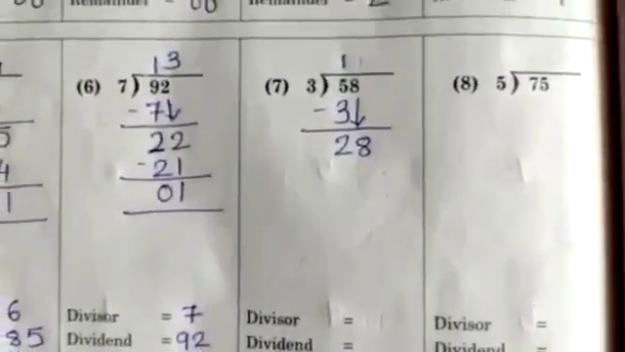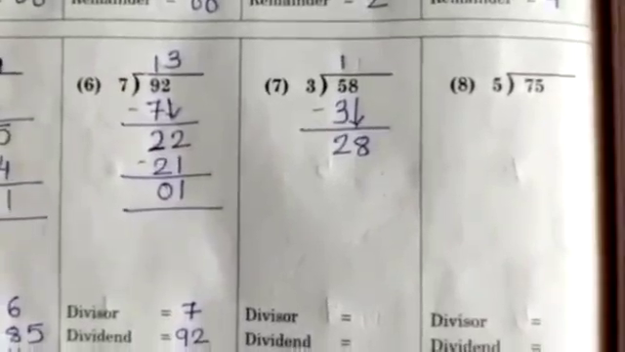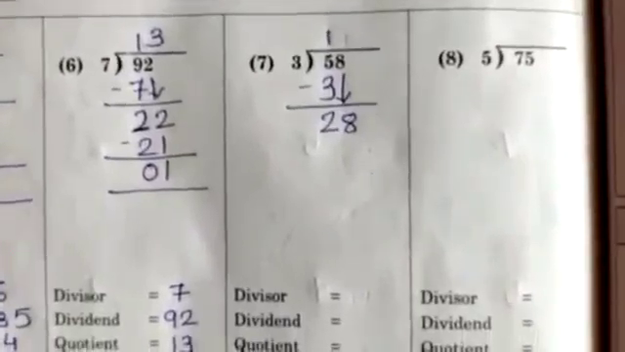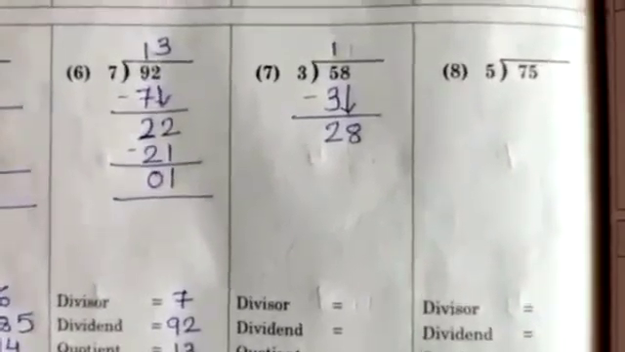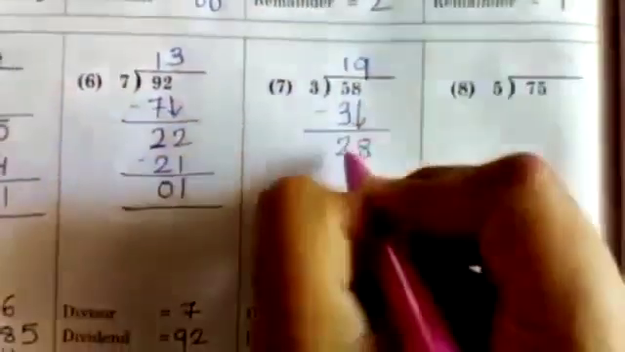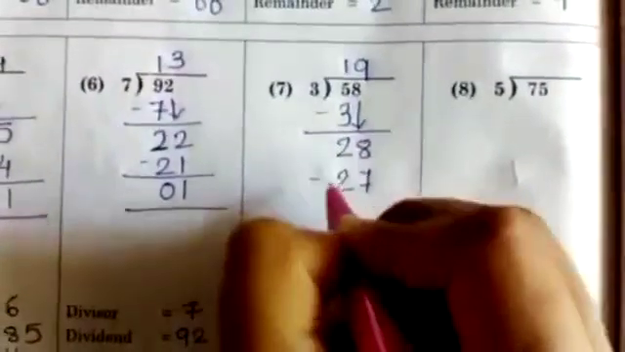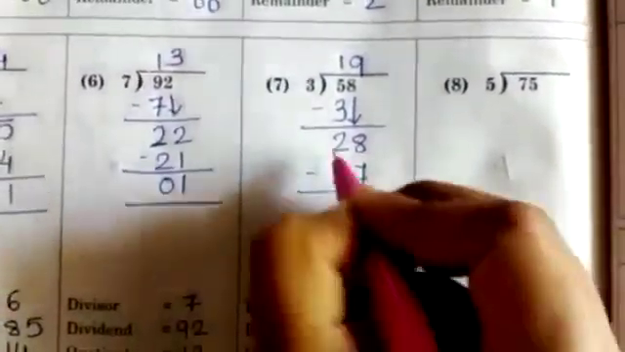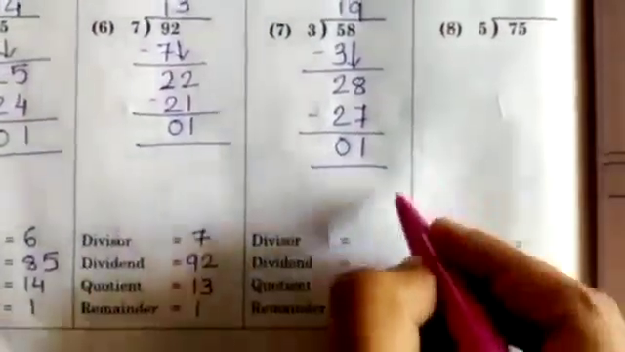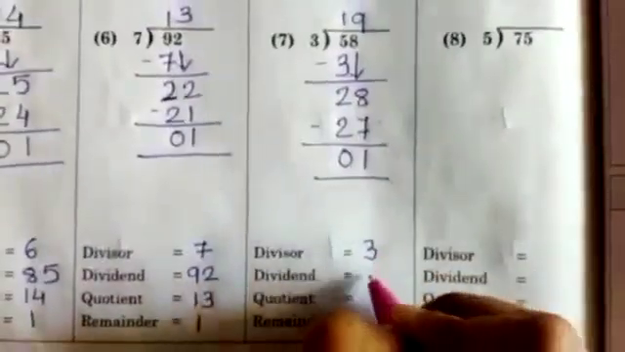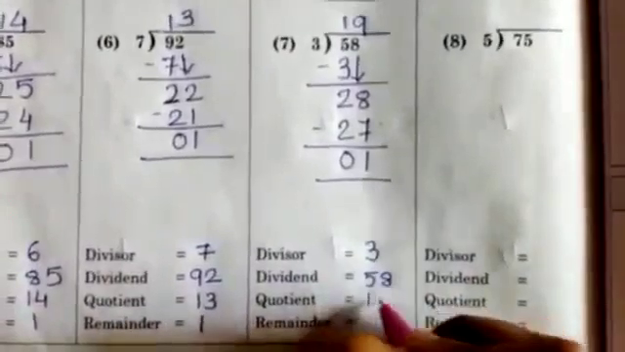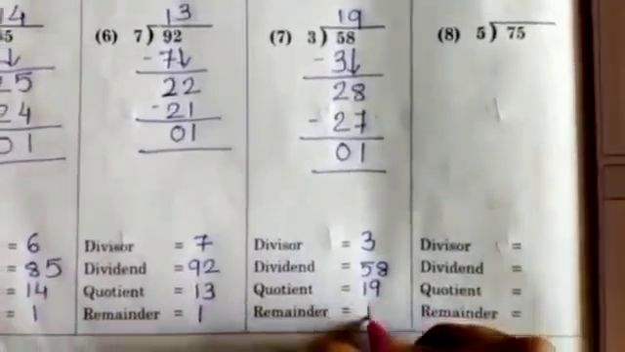3 ones are 3, 3 twos are 6, 3 threes are 9, 3 fours are 12, 3 fives are 15, 3 sixes are 18, 3 sevens are 21, 3 eights are 24, 3 nines are 27. Yes, so it is 3 nines are 27. Okay. 8 minus 7, 1, 2 minus 2, 0. So the answer is done. So your students, divisor is 3, dividend is 58, quotient is 19, remainder is 1.